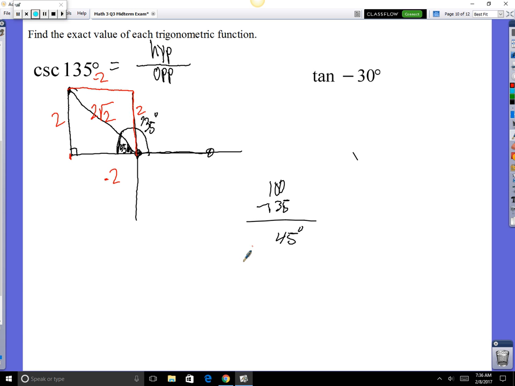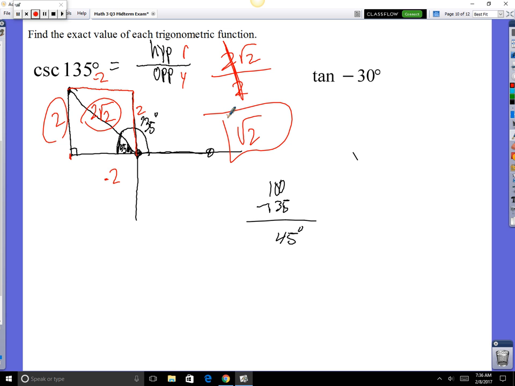Okay, so that is your hypotenuse, 2 square roots of 2, which is the r, and the o is always the y. So this is the r, 2 square roots of 2. The y is the one that goes up and down, so that is 2. And 2 divided by 2 is just 1, so square root of 2 is the answer.